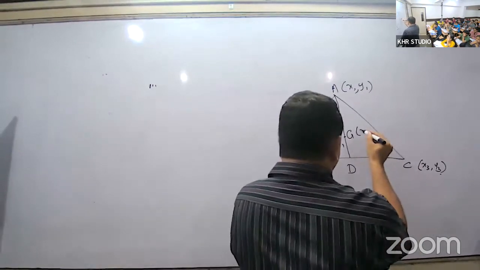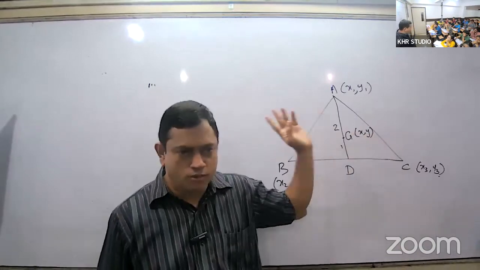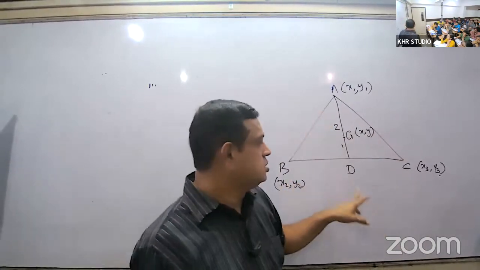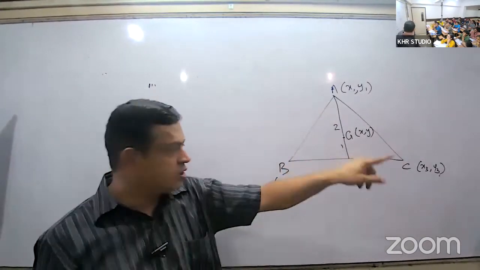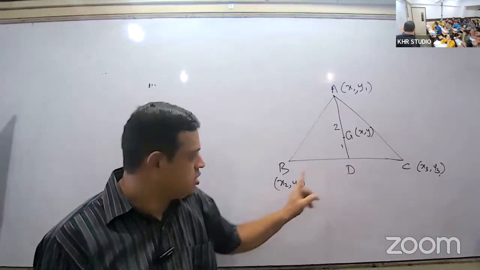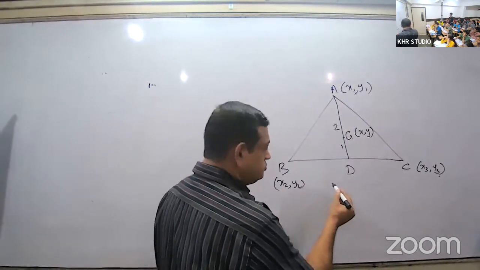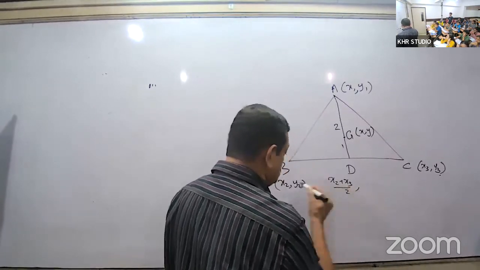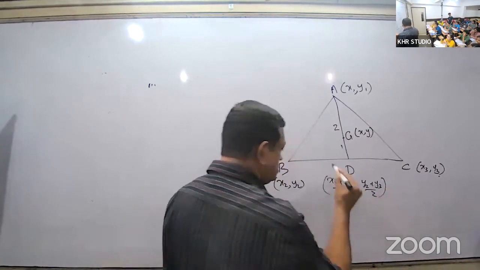Now we are going to find out the coordinates of the centroid, meaning the coordinates x comma y. Listen now. To get this, first, what is D? D is the midpoint of BC. So D can be obtained by the midpoint formula: x2 plus x3 divided by 2, comma, y2 plus y3 divided by 2. So you got D.